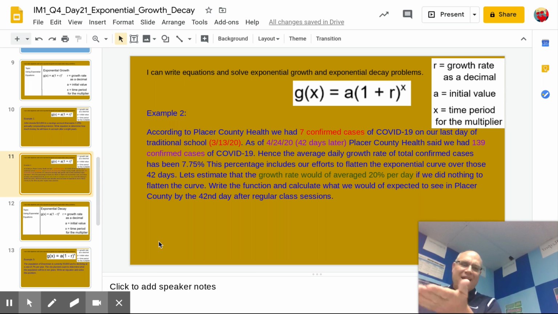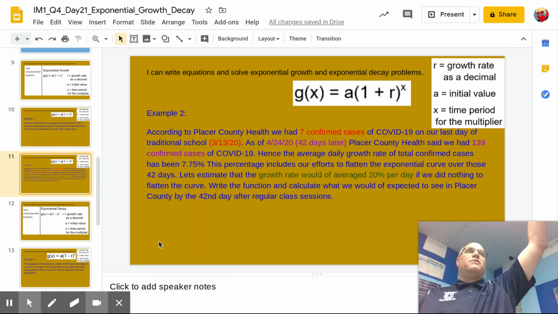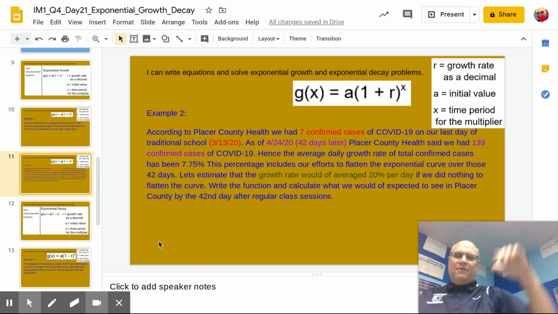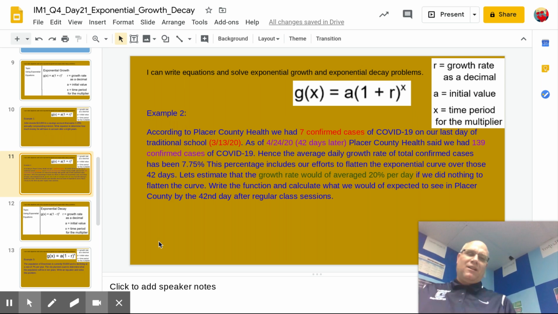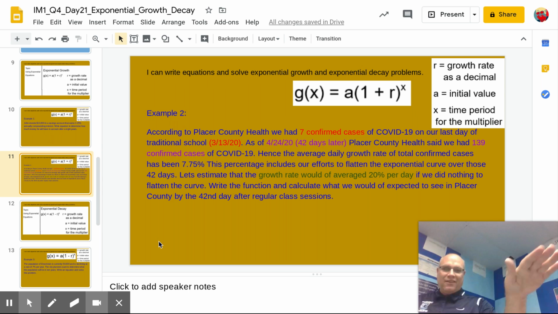They want to flatten that exponential growth curve, right? That's what we're trying to flatten. We don't want this exponential growth curve taking off and away. So we made adjustments, right? We don't come to class together anymore. We were very careful if we go outside of our houses, all that good stuff. So that's 7.75%. That includes all this work we've done to flatten the curve, if you will.